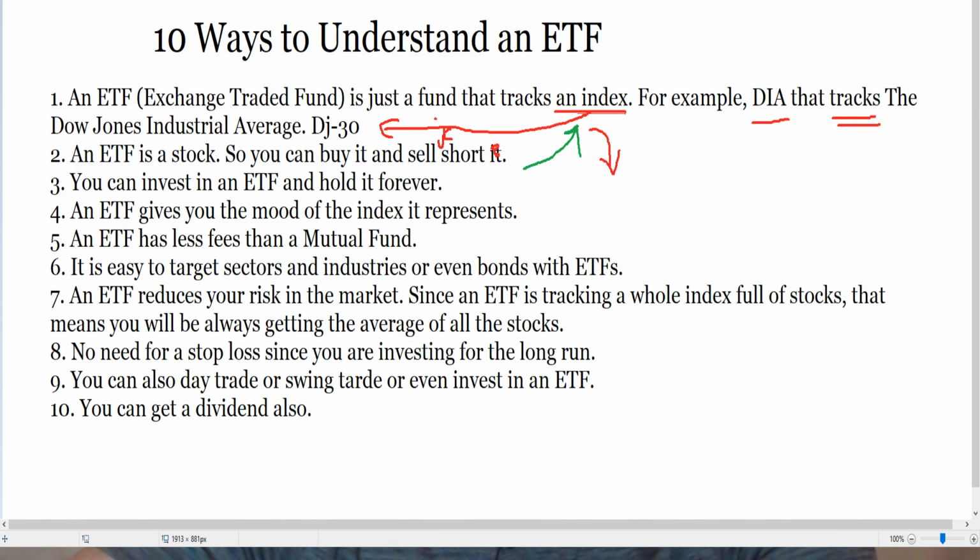Now, number 9, you can also day trade or swing trade or even invest in an ETF. So as we can say here, trade, T-R-A-D-E. You can also day trade or swing trade or even invest in an ETF. What does it mean here? To make it clear for you, when you see an ETF, it should tell you at the end of the name of this company or this fund that it is an ETF.